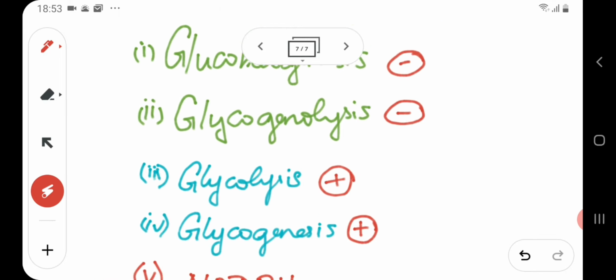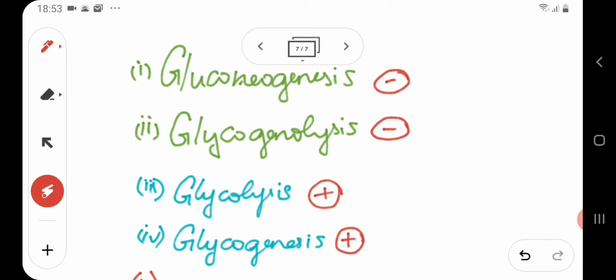So the action of insulin is to reduce the blood sugar level. That is the reason for inhibiting gluconeogenesis and glycogenolysis and promoting glycolysis and glycogenesis.